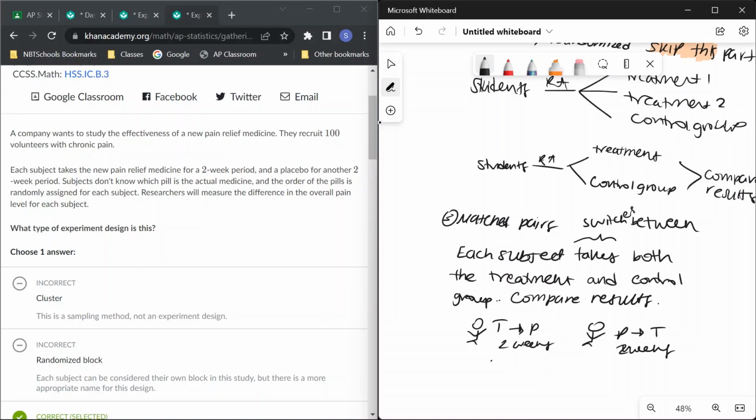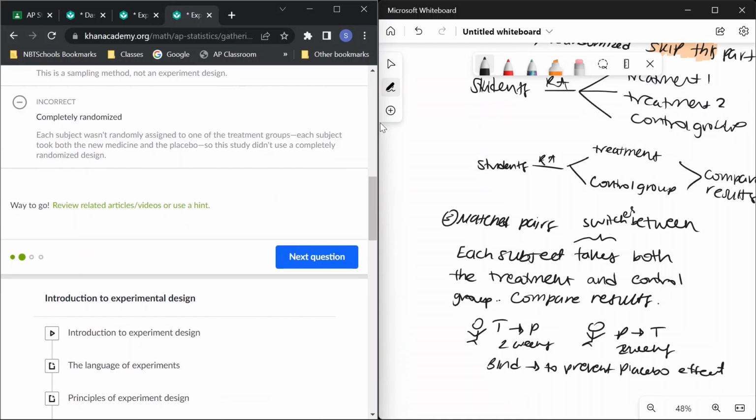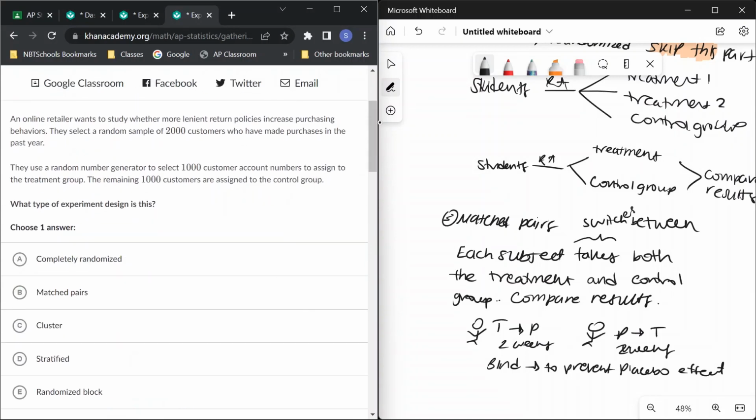So it was blind, to prevent placebo effect. So that one person's results are not influenced by them knowing what treatment they got. Okay, fine. Moving on. Okay, an online retailer wants to study whether more lenient return policies increase purchasing behaviors.